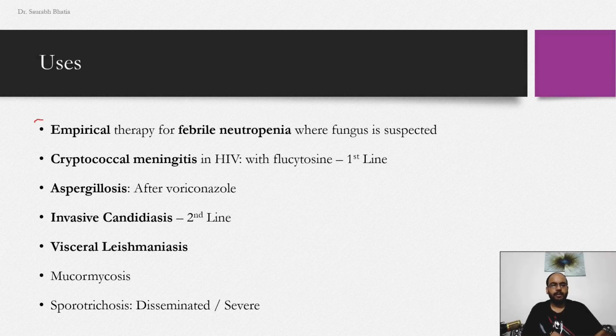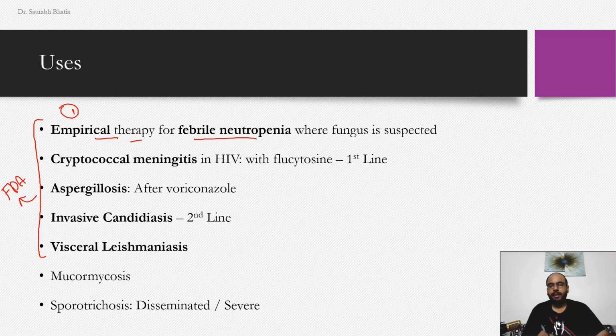Now, the first five are the FDA approved uses of amphotericin B. The first is empirical therapy for febrile neutropenia. Whenever you have a febrile neutropenia, where the neutrophil count is low and the patient develops fever, and you have ruled out the bacterial, viral, protozoal causes, and you suspect fungus as the cause, amphotericin B has been approved as an empirical therapy.